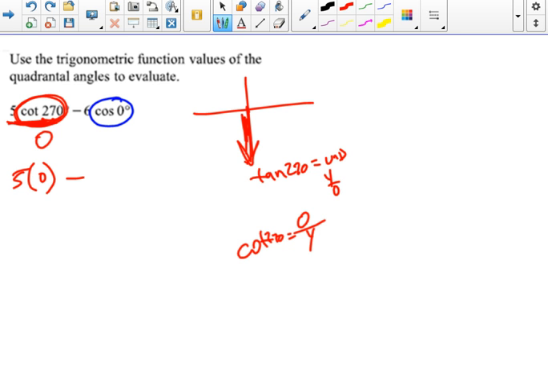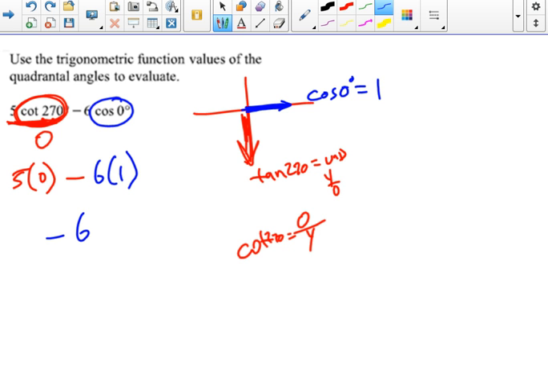Now what about the cosine of 0 degrees? Well, cosine of 0 degrees is going to be, let's see, that's where the x and the r are the same, so the cosine here is just 1. So this thing comes out to be 5 times 0 minus 6 times 1.